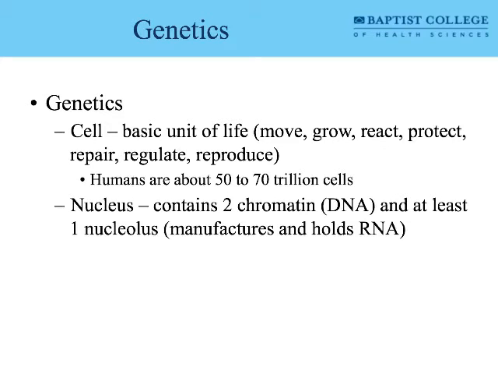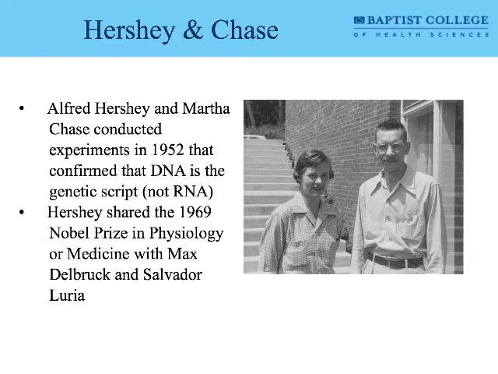The first thing is genetics. So we're going to think about the cell as being the basic unit of life, and these are the things that cells can do. And in humans, there are about 50 to 70 trillion cells. And this nucleus contains chromatin DNA and at least one nucleolus, which manufactures and holds the RNA, which is responsible for taking the information that's in the DNA and producing proteins out of it.